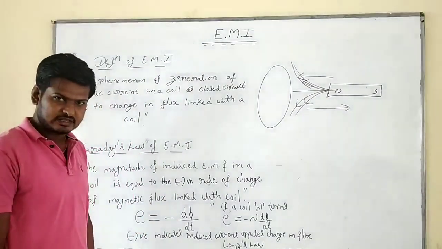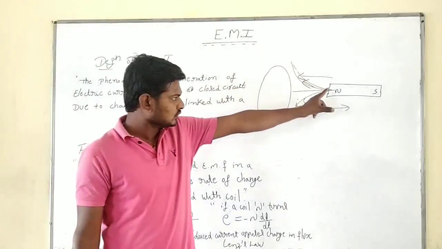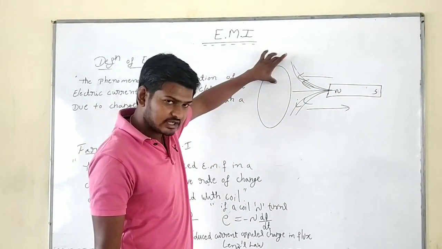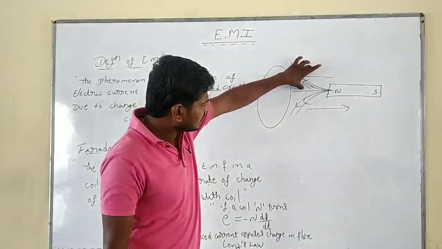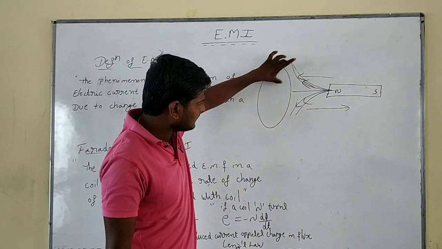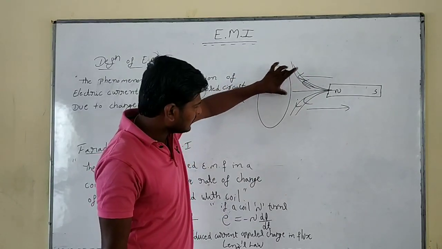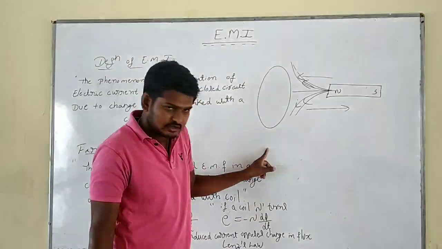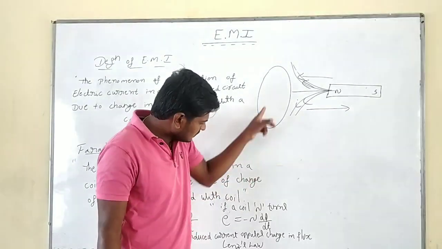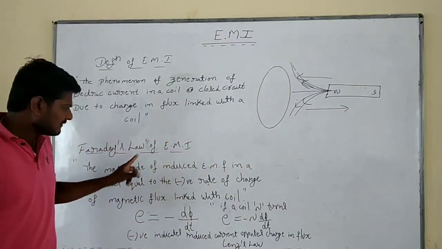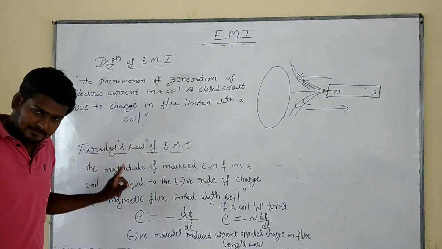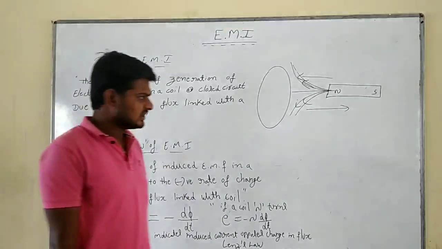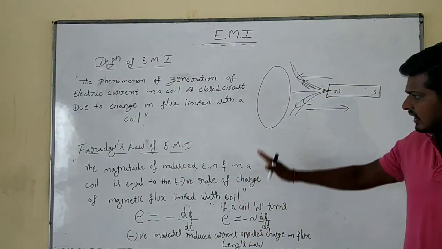Here, regarding the rate of change of magnetic flux, when you move the magnet faster inside the coil, what happens to the field lines? They are cut by the coil in a short interval of time. When they are cut in a short interval of time, the flux change also occurs in a short interval. At that time the galvanometer shows more deflection. More deflection means the induced current is also more, and the induced EMF is also more. That's why we say the magnitude of the induced EMF in a coil is equal to the rate of change of magnetic flux linked with the coil.